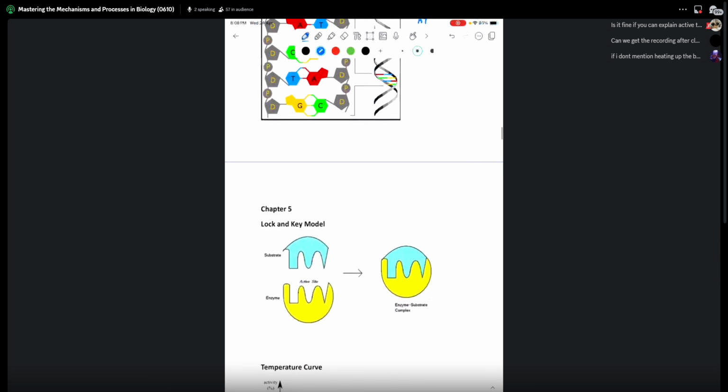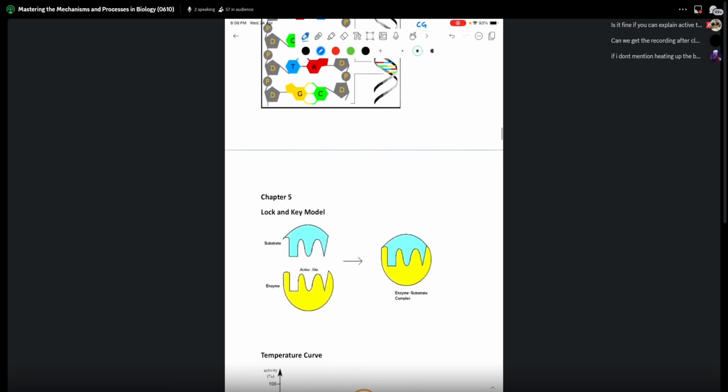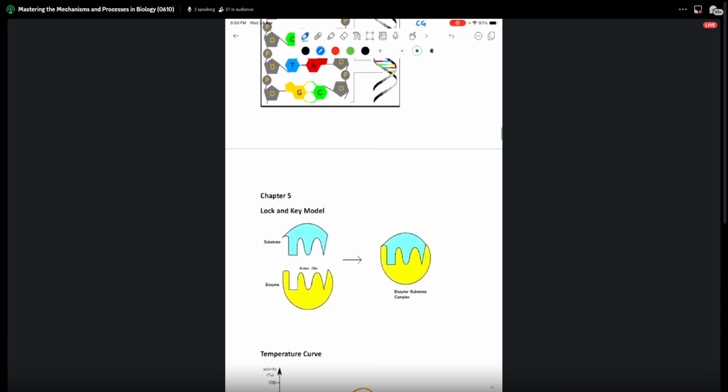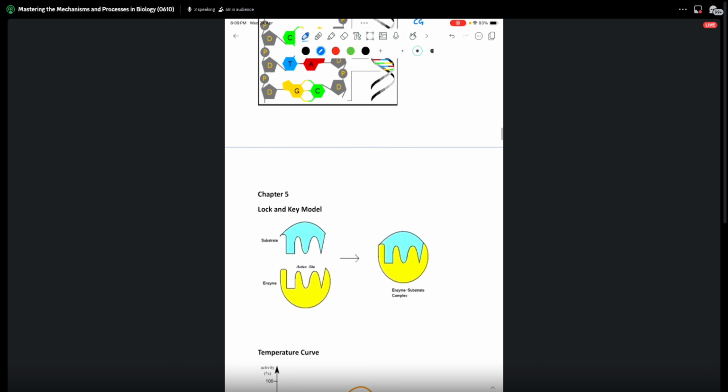If I don't mention heating up, this kind of question will come across in paper 6 if they ask you how we are going to conduct the testing of this reducing sugar. You must mention heat. If you don't mention heat, it will be a deduction in marks.